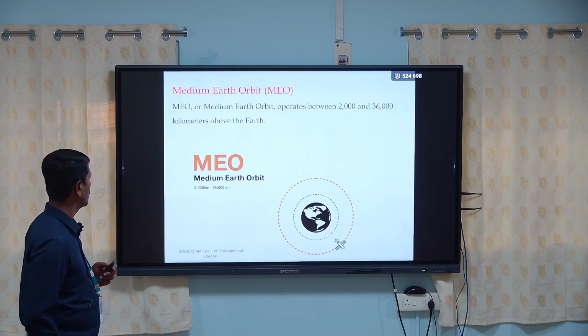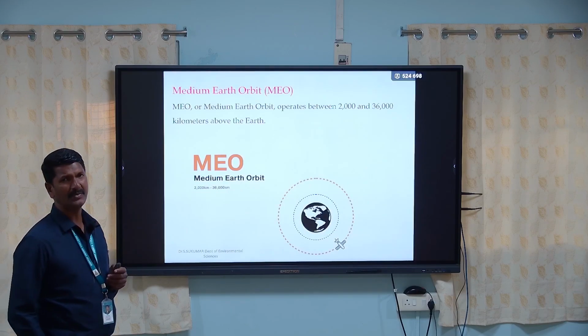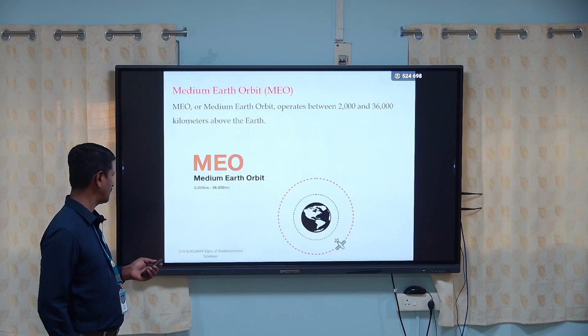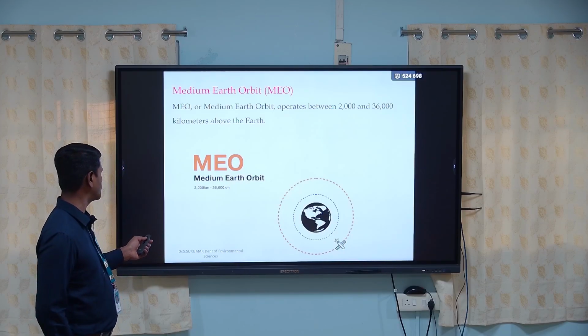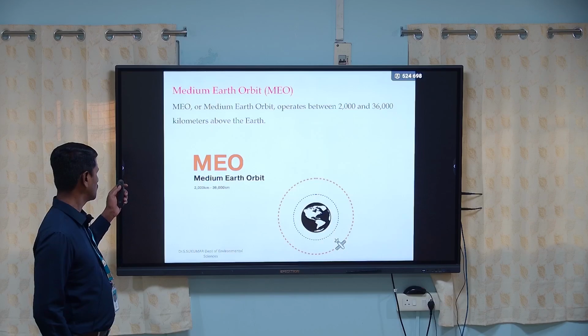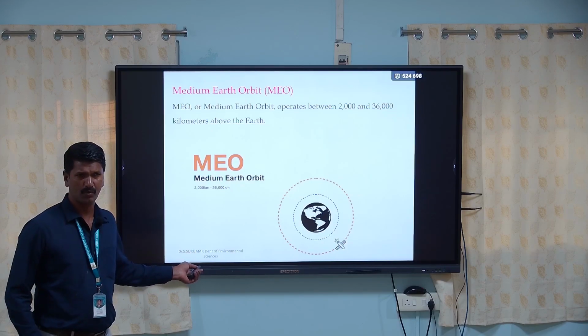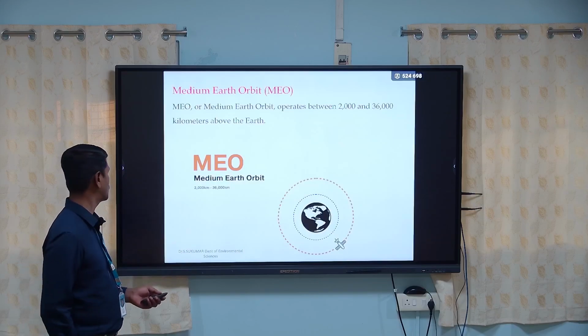The next one is MEO, medium Earth orbit. What is the height from the Earth surface? Medium Earth orbit is from 2000 km to 36,000 kilometers from the Earth surface. A very vast area. This is medium Earth orbit.